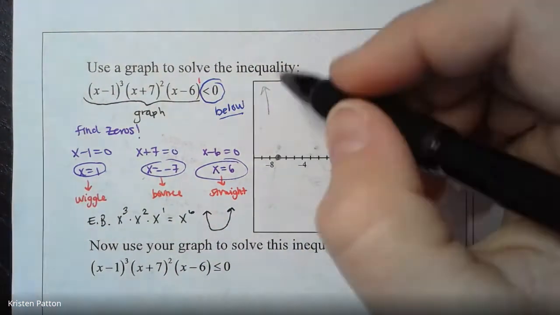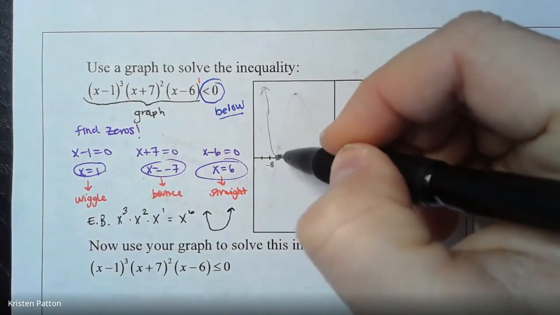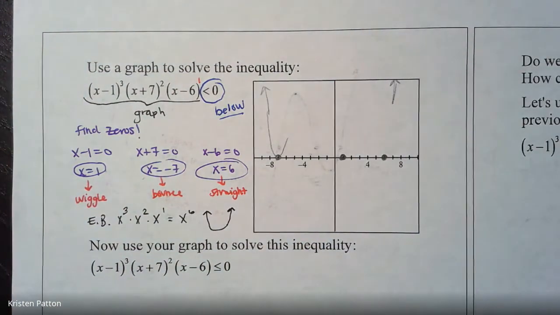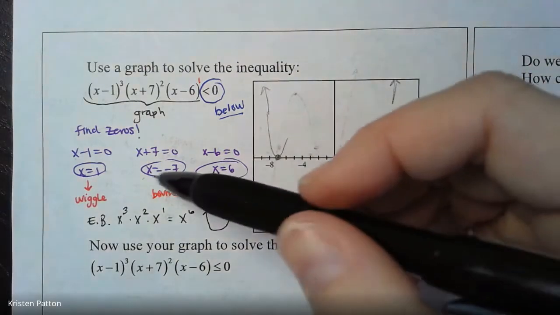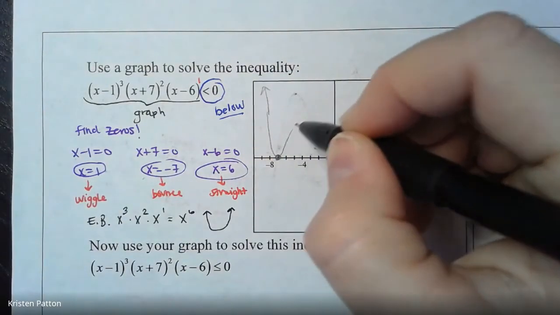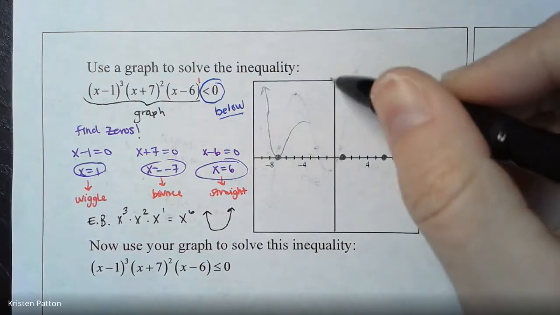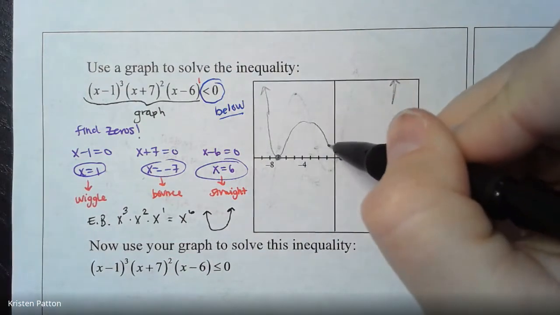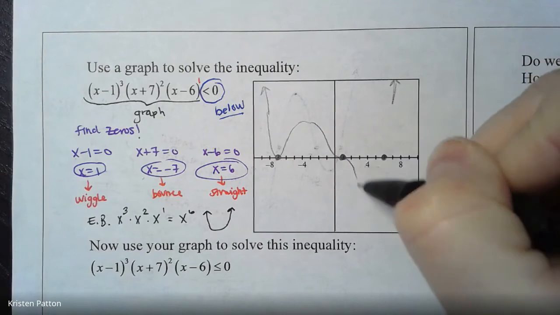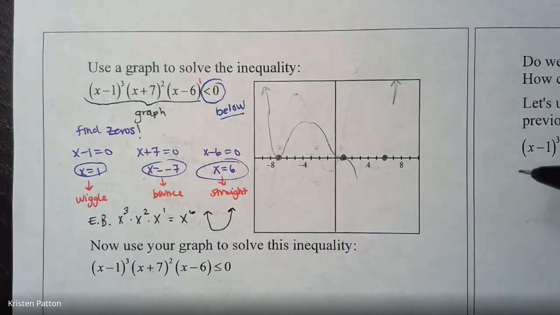Let's see, at -7, we're going to bounce. So I'm going to come down here and bounce off of -7. The next 0 is at +1, and we said we want to wiggle through 1. So it doesn't matter necessarily how high we go. I purposely didn't put a scale there, but I need you to slow down and kind of wiggle through at x equals 1.